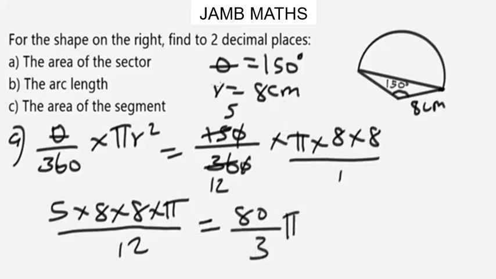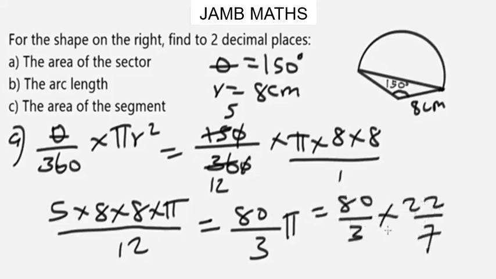But since we have to leave the answer to 2 decimal places, we need to break down this pi. And as we all know, pi is 22 over 7. So we're going to break it down. We're going to have 80 over 3 times 22 over 7. Now let me break this down. Let me punch it in my calculator and see what it's going to give me.